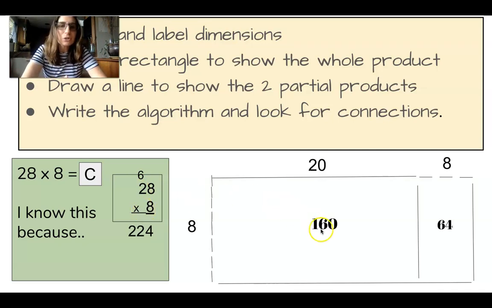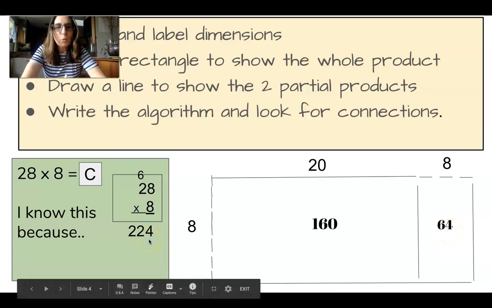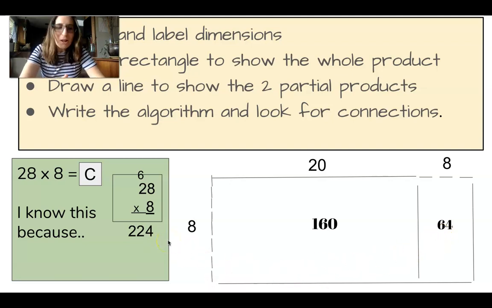Look at the connection to this algorithm. 220 is 22 tens: 16 tens right here, 6 tens right here, for a total of 22 tens. Look where this 4 ones comes from. So there's the first algorithm for multiplication.